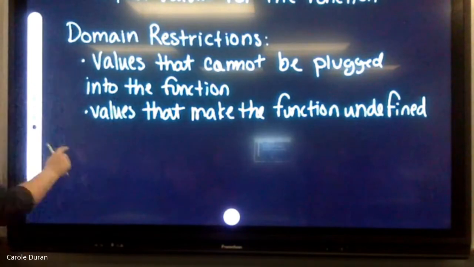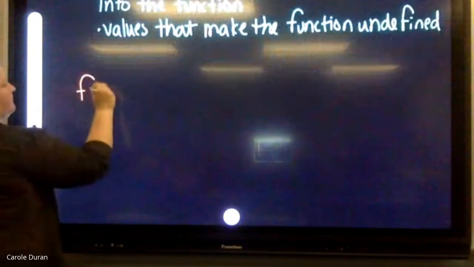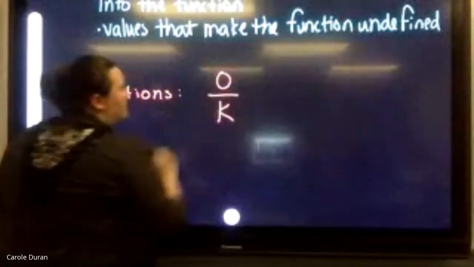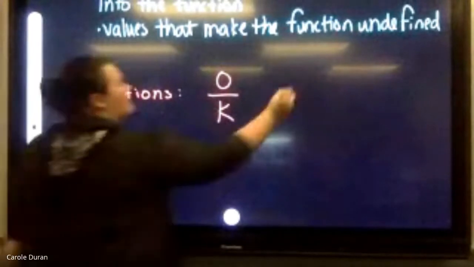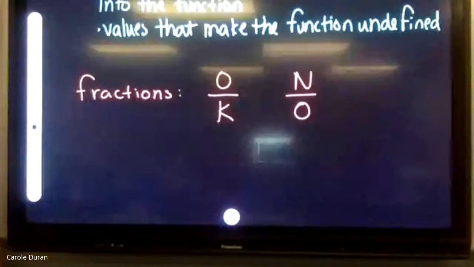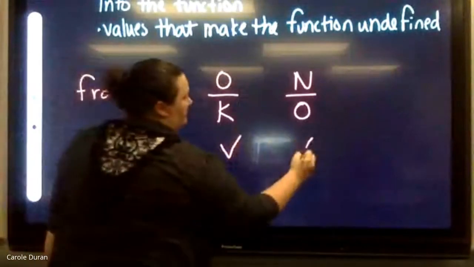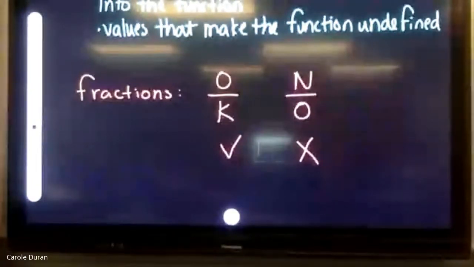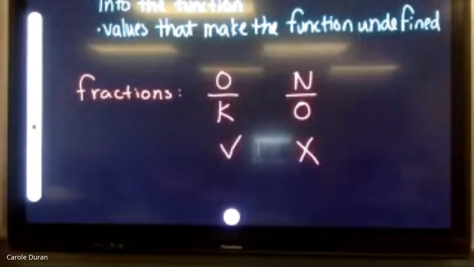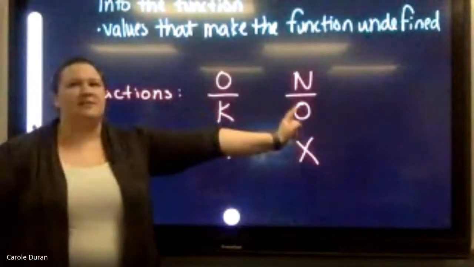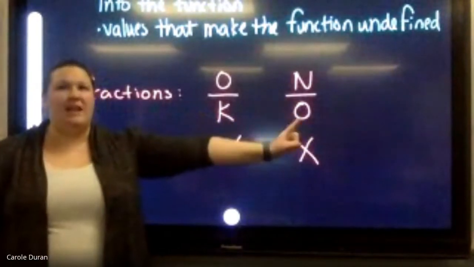So the way to think about this is it is okay to have a 0 in my numerator, but it is not okay to have a 0 in my denominator. It is okay to have a 0 in the numerator. It is not okay to have a 0 in the denominator. So this one, the answer is 0. This one, the answer is undefined. Because I can never divide by 0.